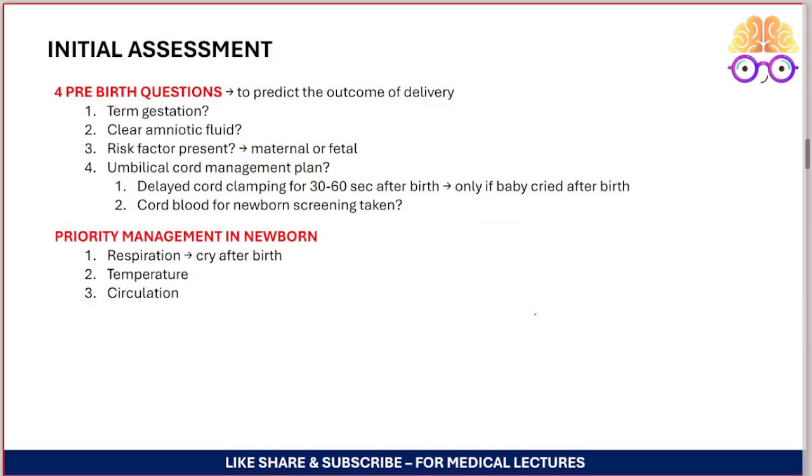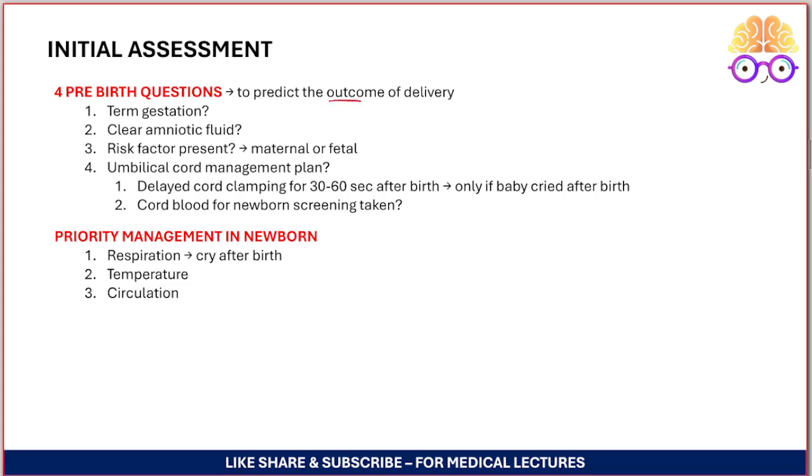Okay, so now before starting the algorithm about neonatal resuscitation, let's understand the initial assessment and what other things we need to see. Because if we understand this, then it's clearer for us to understand the neonatal resuscitation algorithm. So for the initial assessment, as a pediatrician, whenever the baby is going to be delivered, we should have four questions.